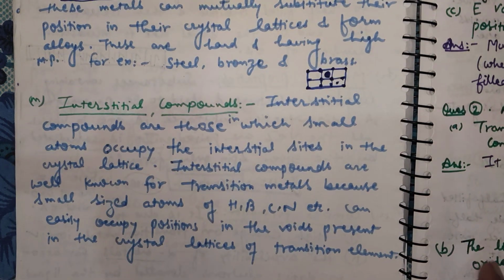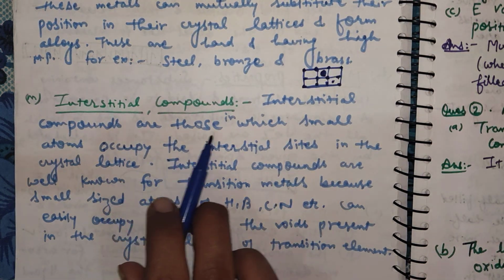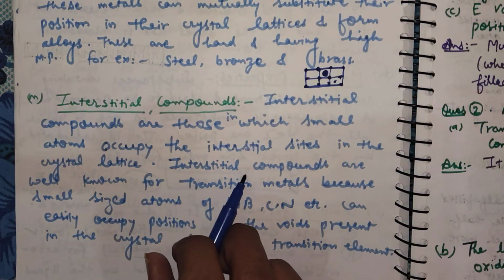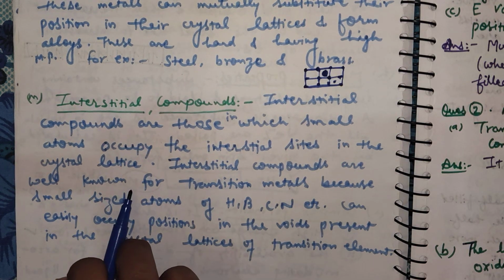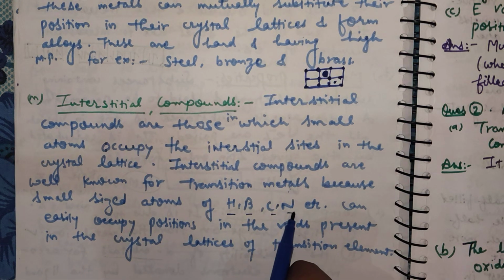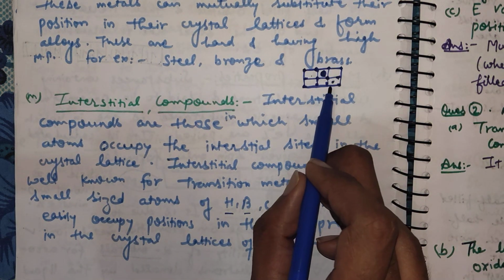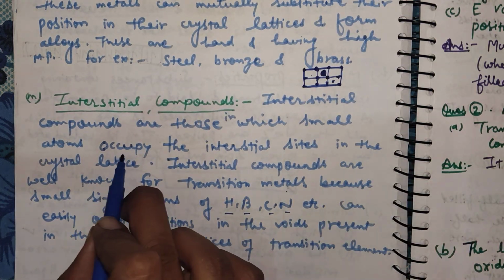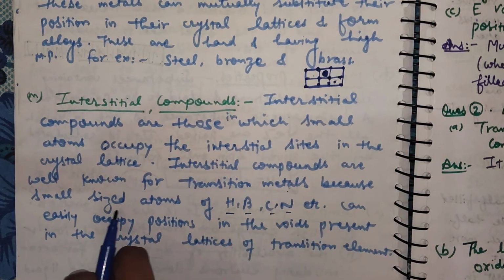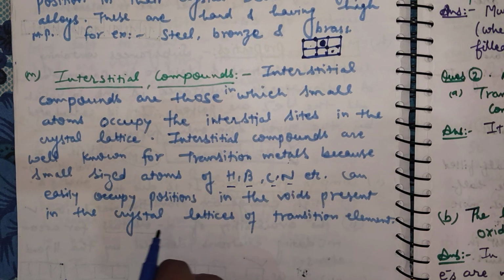Now come to the next point, interstitial compounds formed by transition elements. Interstitial compounds are those in which small atoms occupy the interstitial sites in the crystal lattice. Interstitial compounds are well known for transition metals because the small atoms of hydrogen, boron, carbon and nitrogen can easily occupy positions in the voids present in the crystal lattice.